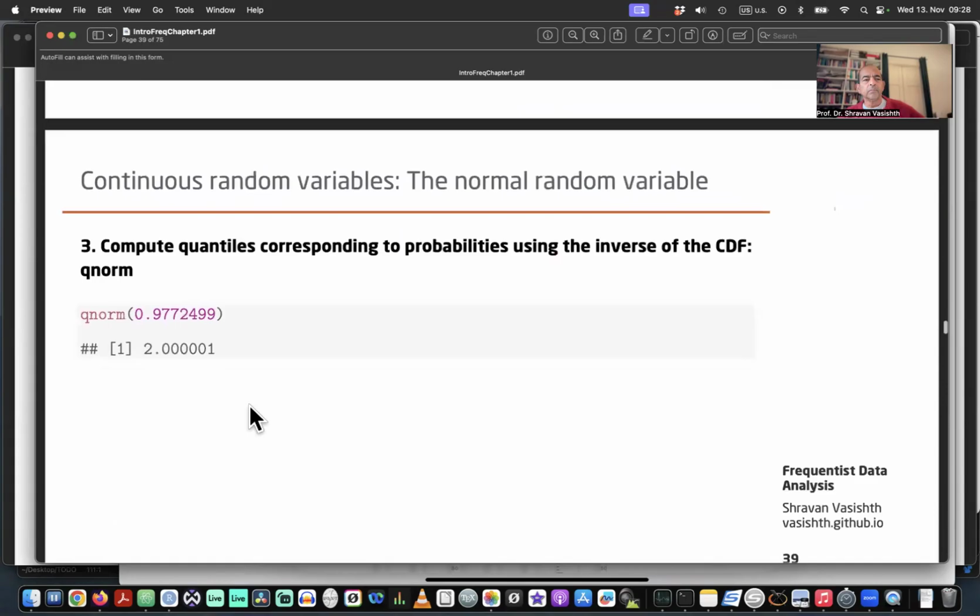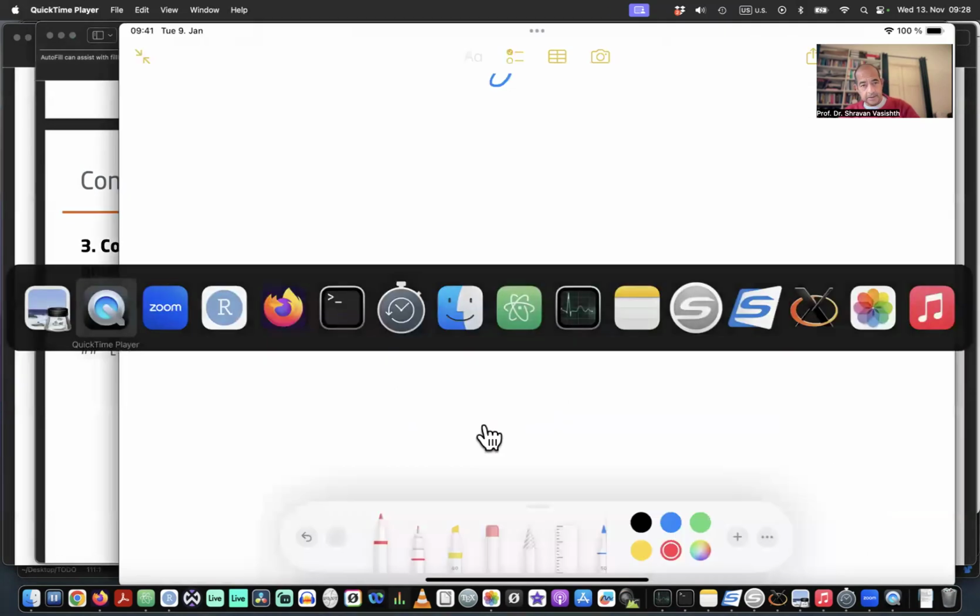The third thing that you can ask with the DPQR family of functions, which is very important, is that you can answer questions using the inverse of the CDF. You can answer questions like, what is the quantile such that, let's say, 97% of the area under the curve is to the left of it, right? So graphically, it looks like this.